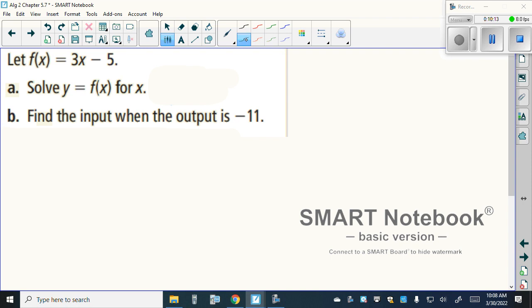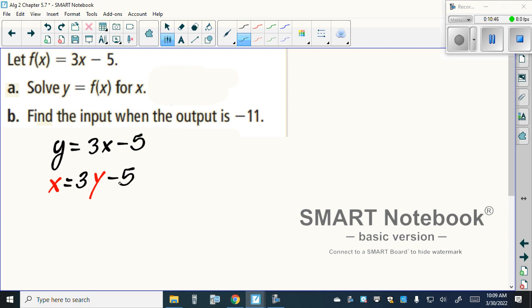So if we're looking at this here, let f of x be 3x minus 5. The first thing we need to do is what? Replace f of x with y. Then our second step is to switch x and y, which will give us x is equal to 3y minus 5.